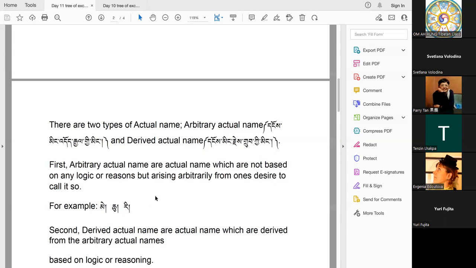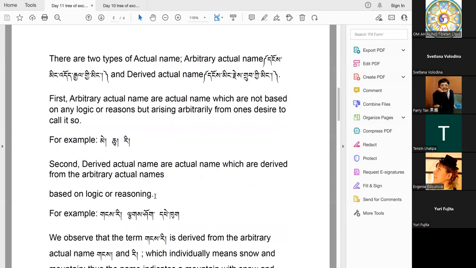So can anyone give me one more example for arbitrary actual name? Anyone? Sa. Okay, so sa is also an arbitrary actual name because it represents the earth, and there is no logic why it was called sa. So therefore, these are arbitrary names.